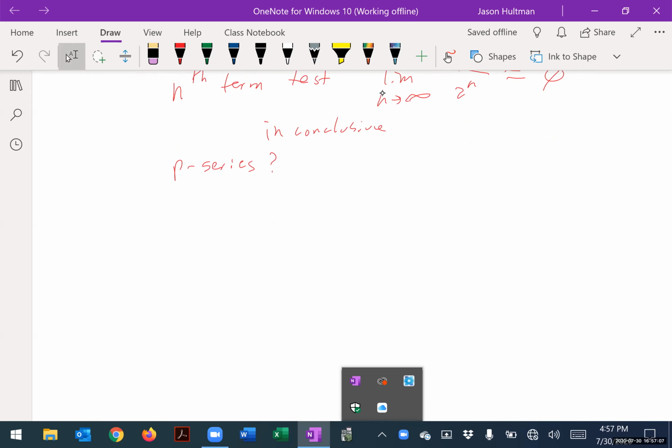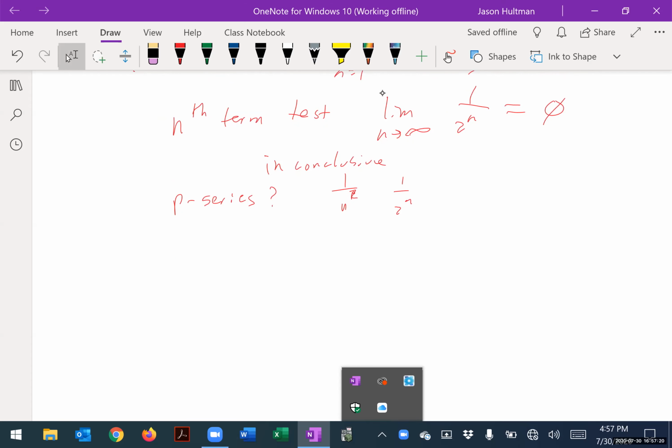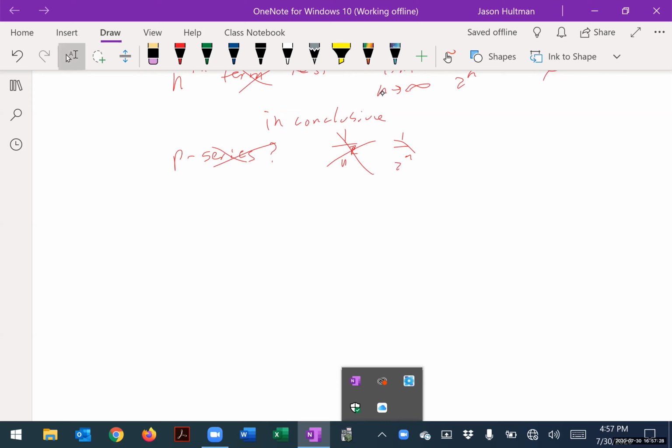Okay, so the p-series, does it work? No, because it's 1 over n to the p. This would have to be 1 over n squared, and we've got 1 over 2 to the n. It's backwards. This is an exponential, not a polynomial. So that doesn't work either. P-series doesn't work, and the nth term test doesn't work. What else do we have in our bag of tricks? How about the integral test?